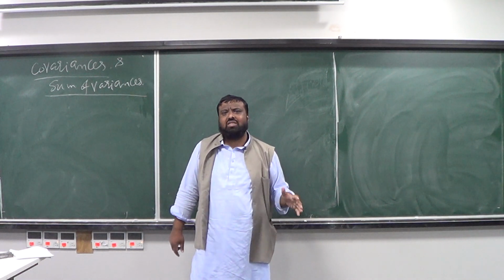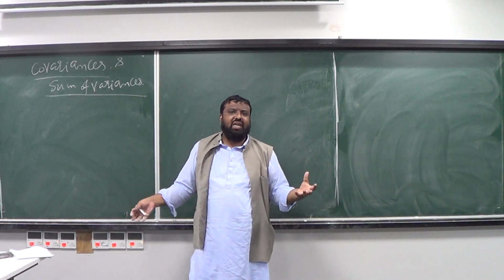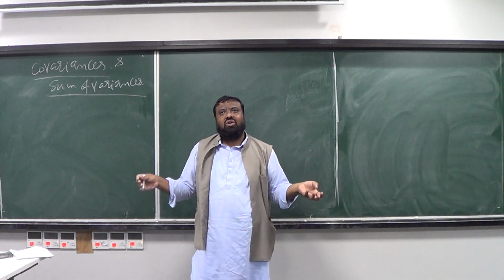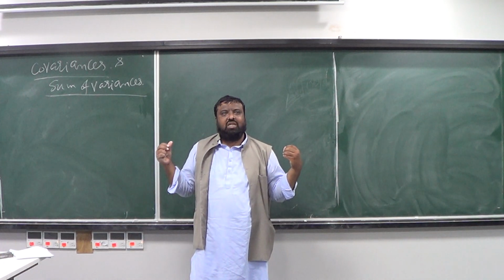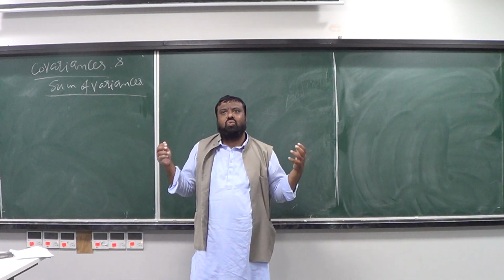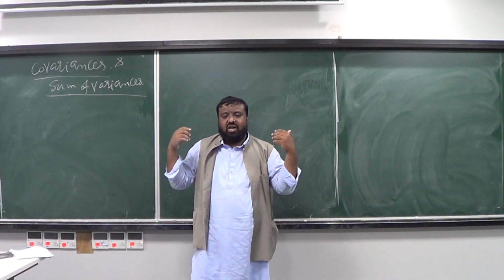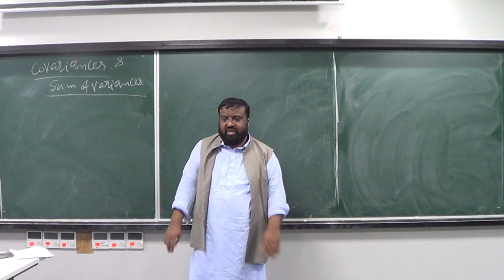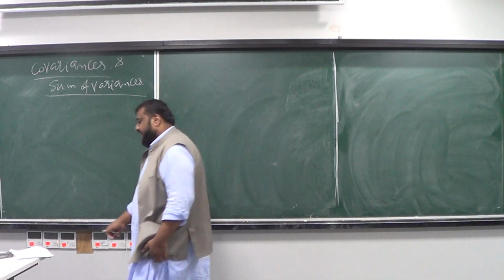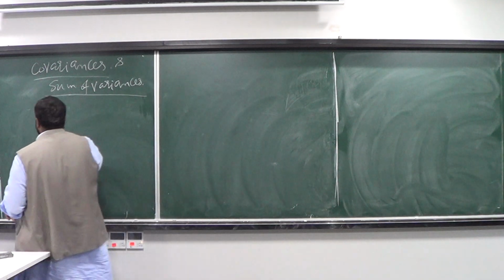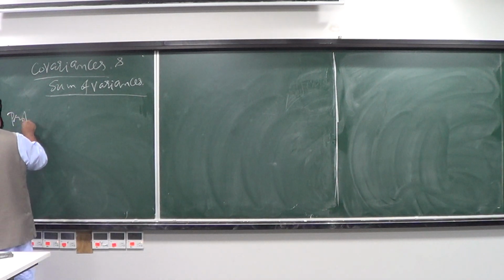So covariance is essentially about whether two random quantities, two random processes, depend on each other or not. The covariances are important in studying that. So before defining the covariances, let me prove a little interesting proposition.